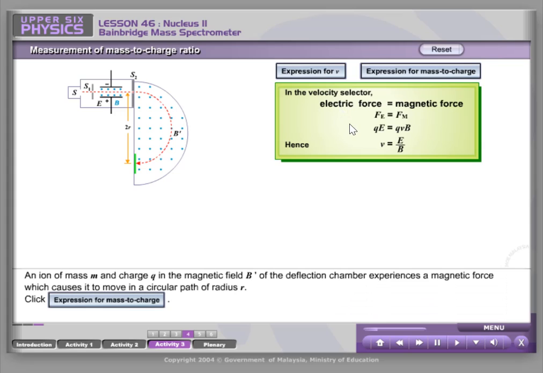An ion of mass m and charge q in the magnetic field B' of the deflection chamber experiences a magnetic force which causes it to move in a circular path of radius r. Click the Expression for mass to charge button.